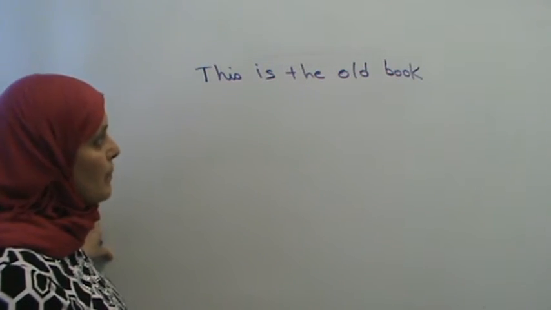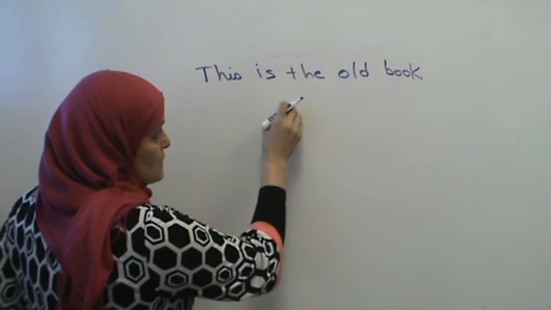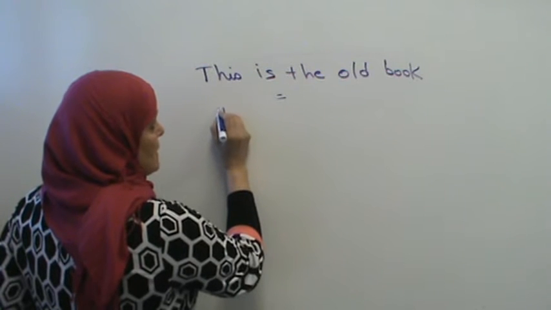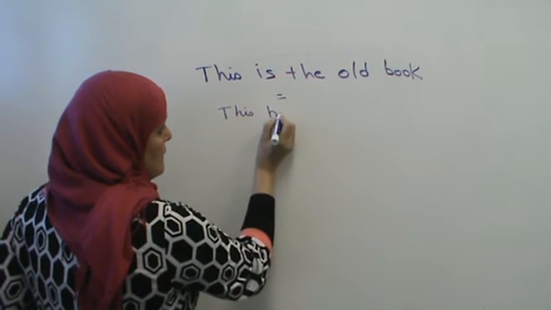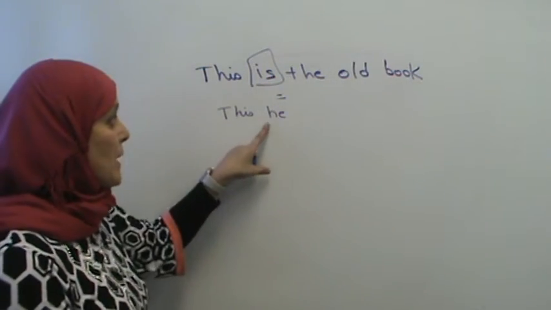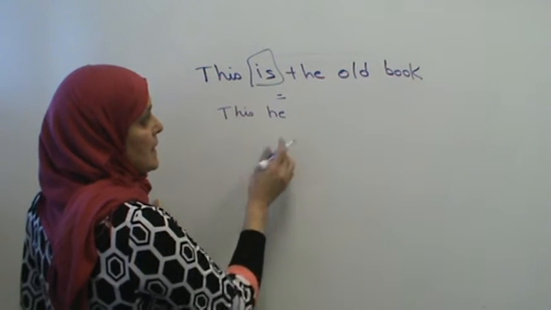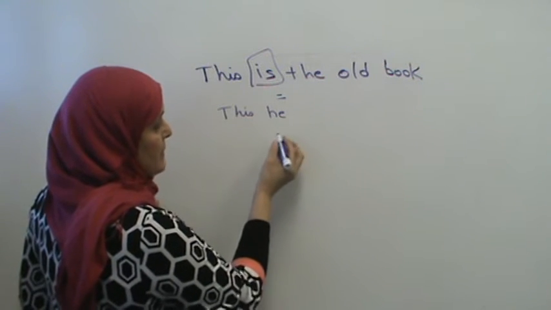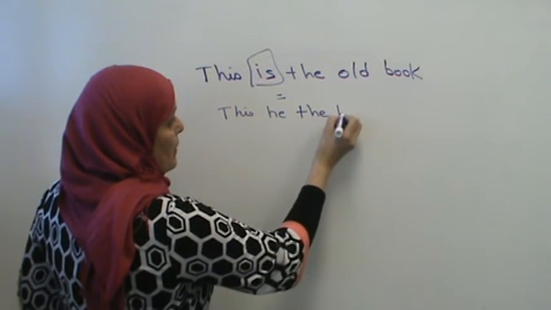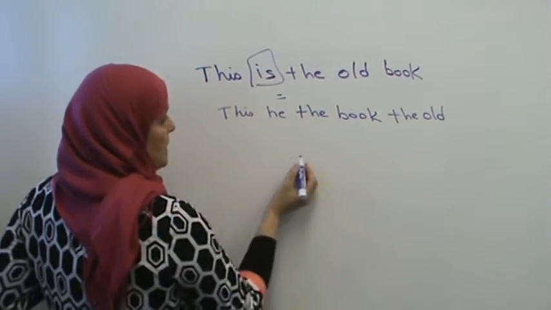This is the old book. The wrong English, of course. I want you to think first before going to the Arabic. The structure is going to be this, he, because the "is", it's like we need the pronoun. If we are talking about a female, we say she. If we are talking about a male, it's he, because a book is a he, a kitab. This, he, the book, the old.